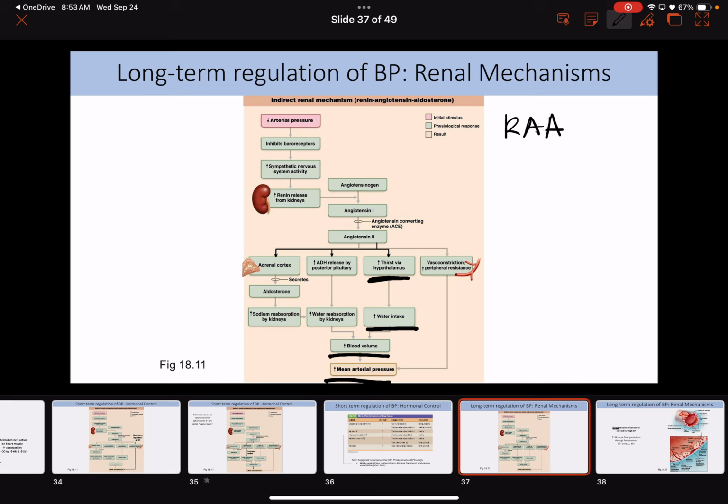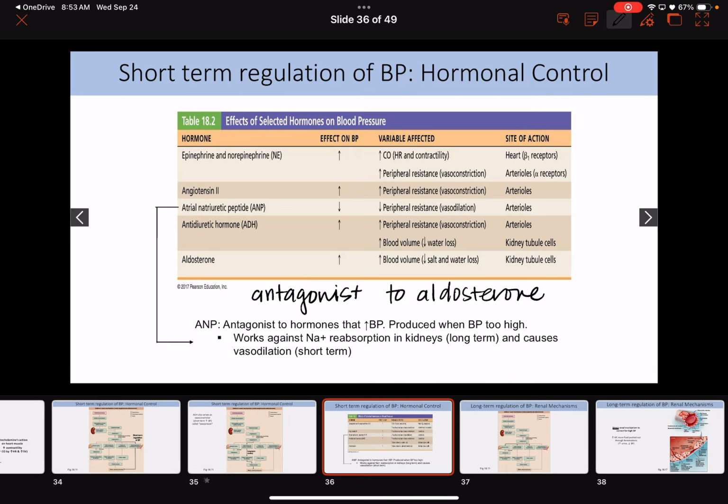That makes sense. Is the ANP hormone more of a long-term solution? It's both, actually. So ANP does both long term and short term. On the long term, it's going to cause less sodium reabsorption, so more water stays with the urine, and blood volume is going to decrease, and blood pressure will decrease. But on the short term, it does vasodilation. It does the opposite of what angiotensin 2 does.